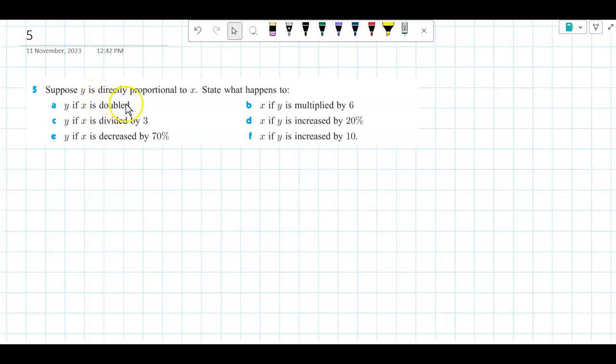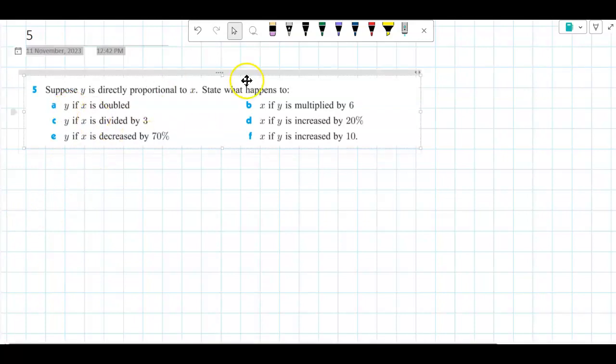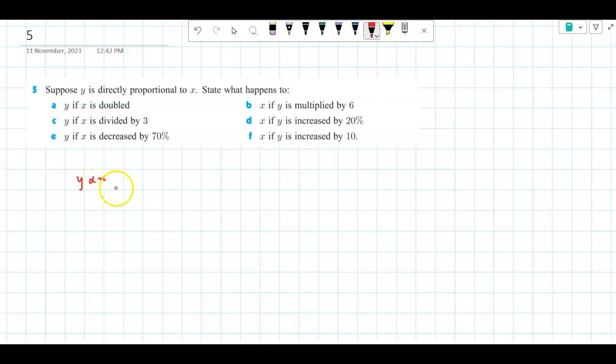Suppose y is directly proportional to x. State what happens to y when x is doubled. Now what do you mean by directly proportional? Algebraically, y is directly proportional to x. To get rid of the proportionality sign, you have to put a constant: y = kx. Like the slope of the line we got last time. So for direct proportion, the formula is y = kx, where k is a constant of proportionality. Now, what happens to y when x is doubled? y will also get doubled because it's directly proportional.